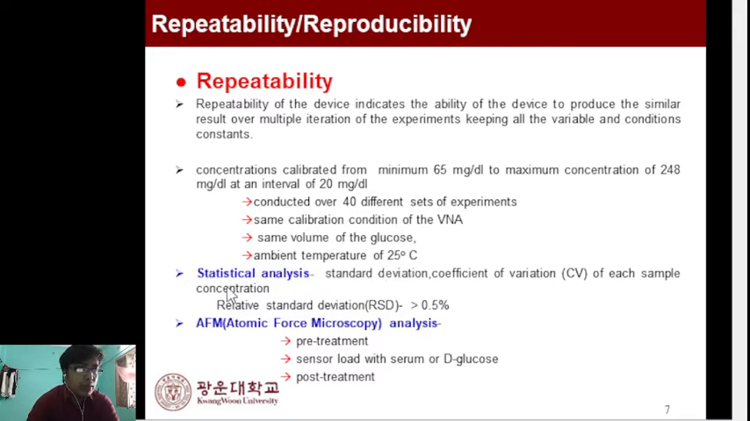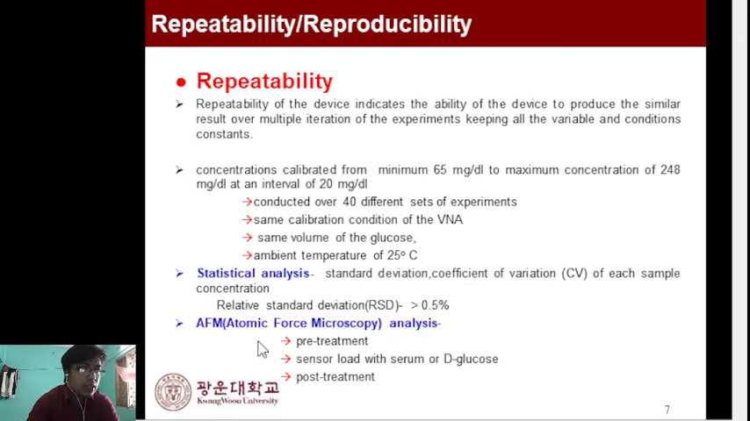And we observe two things. First, statistical analysis, which is related to the standard deviation and coefficient of variation of each sample we measured, and we found that the relative standard deviation is less than 0.5%.